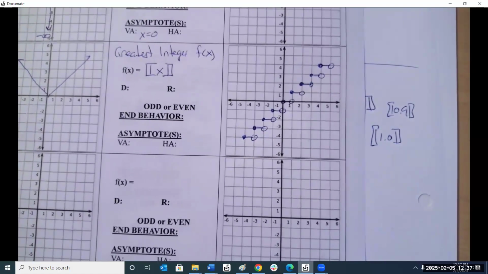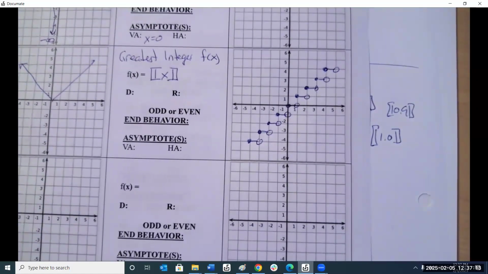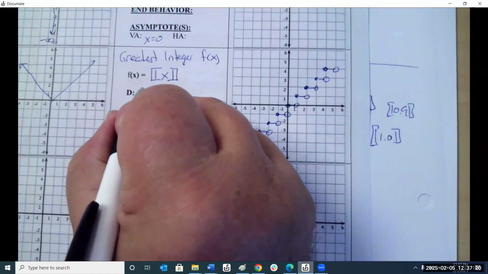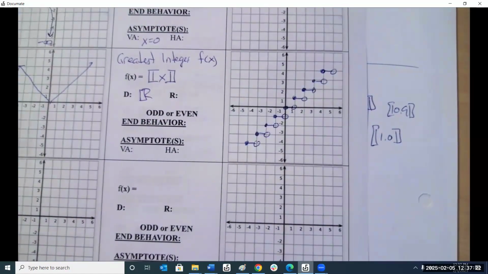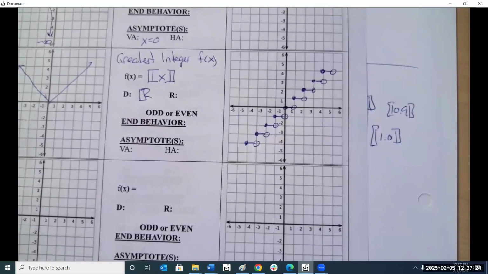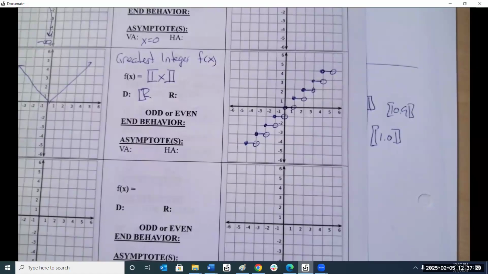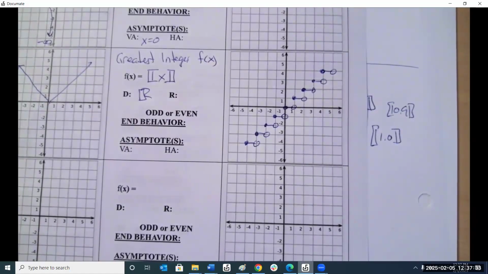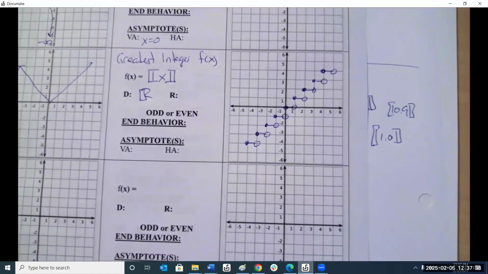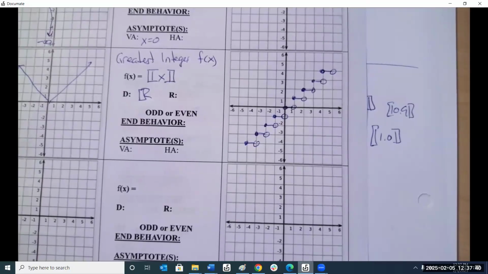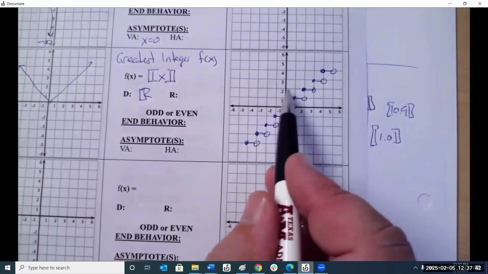So what's my domain? Yep, all real numbers. Even though it's a stair stepper, you think, oh, it can't be all. Yes, it is. So any number you have, just get rid of the decimal. What's my range? All real numbers as well? No. You can't have decimals. What can you only have?